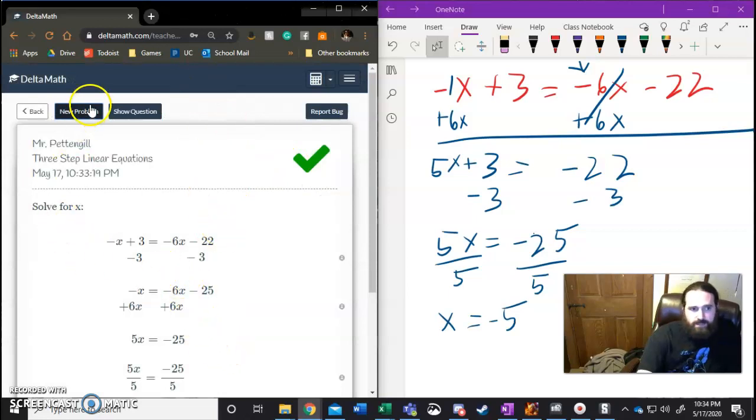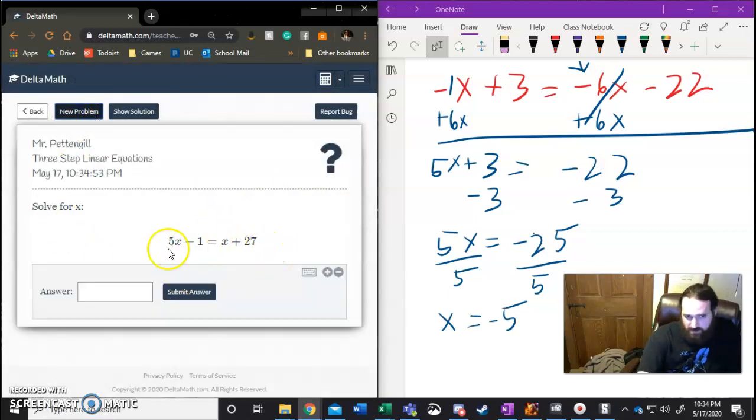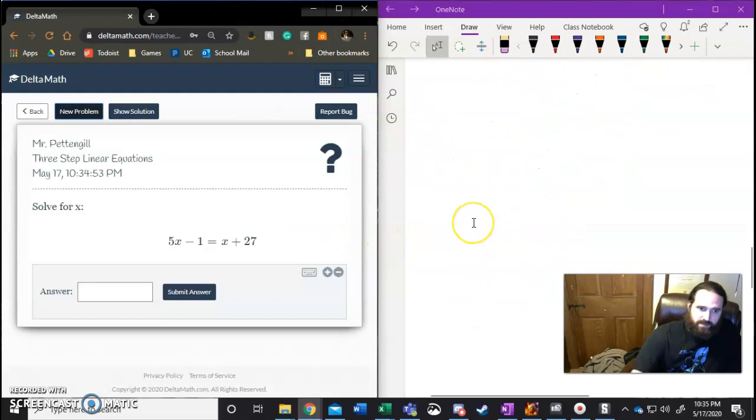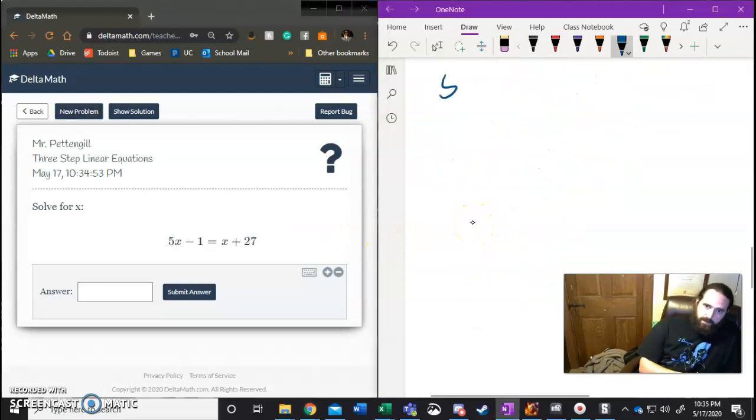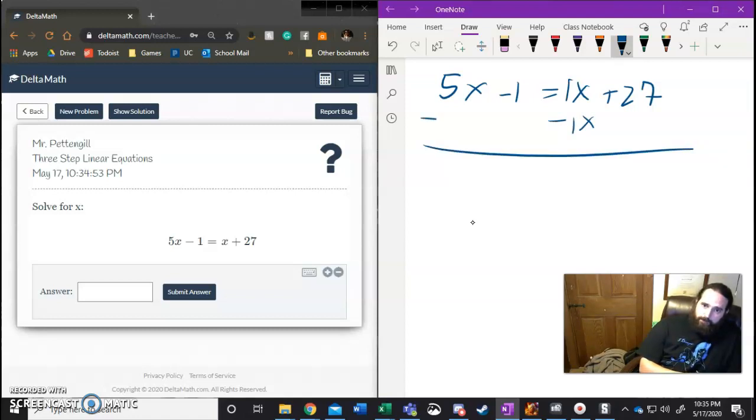Great. Same idea. This problem's the exact same thing. I have two variables. You're going to move one. You're going to move the other number. You're going to divide by whatever the number in front of the variable is, or coefficient, and be done. So just like I said, 5x minus 1 equals x plus 27. I'm going to subtract that x off both sides because it's a 1x. Giving me a 4x minus 1 equals 27.